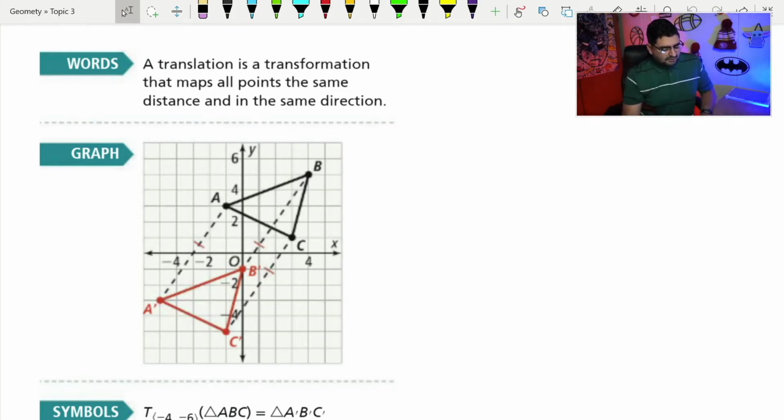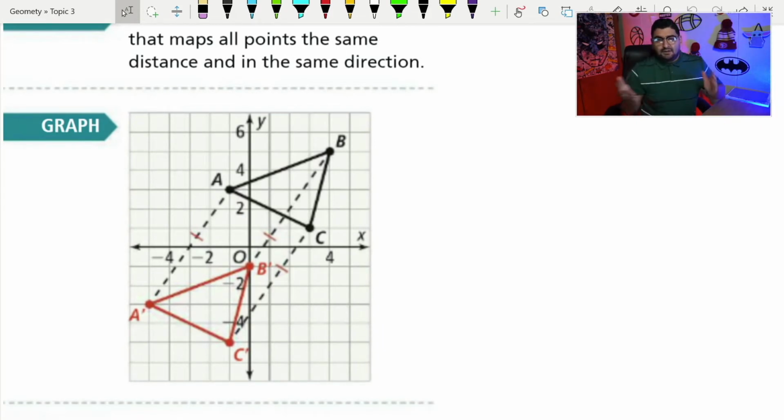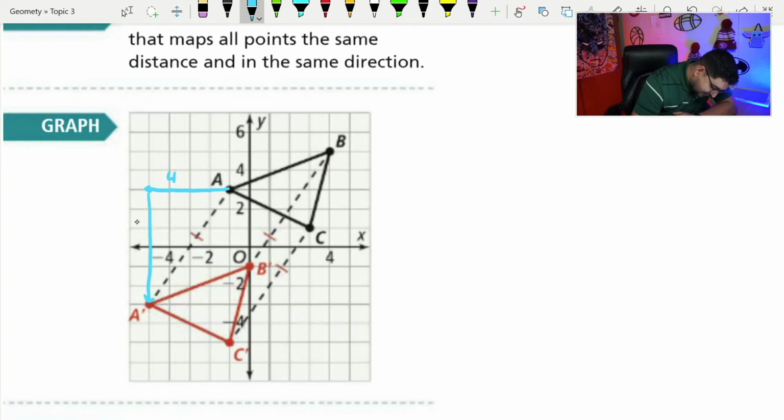If I were to really look at these points, normally we don't just draw a direct line and measure the line. Typically what we do is we count how many spaces to the left or right, and how many spaces upwards or downwards each point moved. And we try to copy that for each point. So for example, point A moved to the left 1, 2, 3, 4 spaces, and it moved downwards 6 spaces. And essentially all of these points have to map out exactly the same.